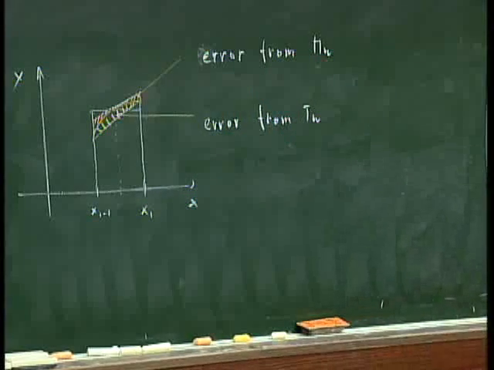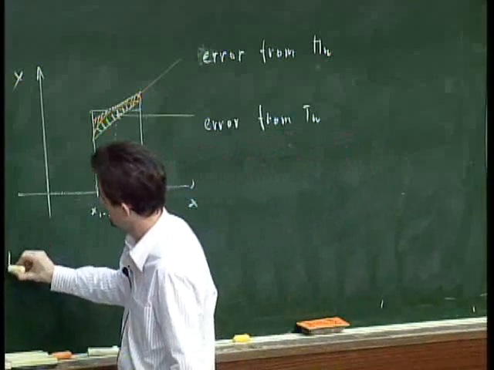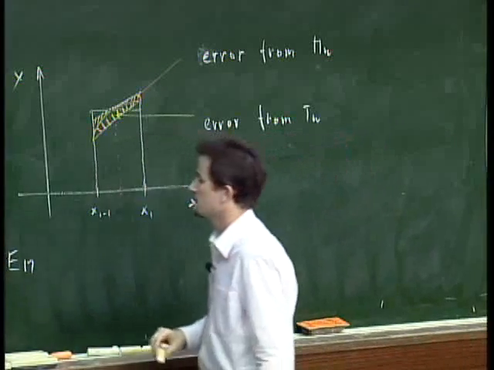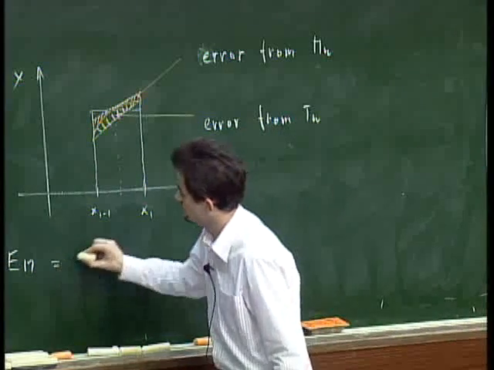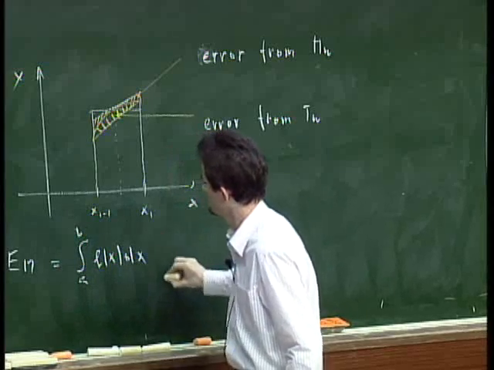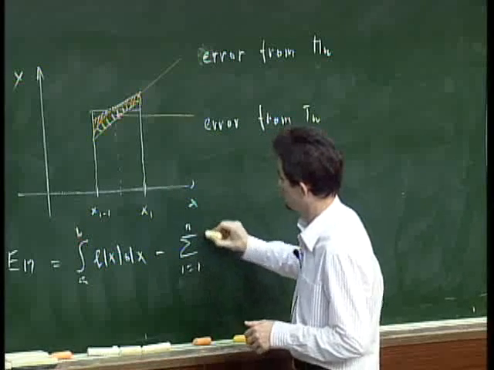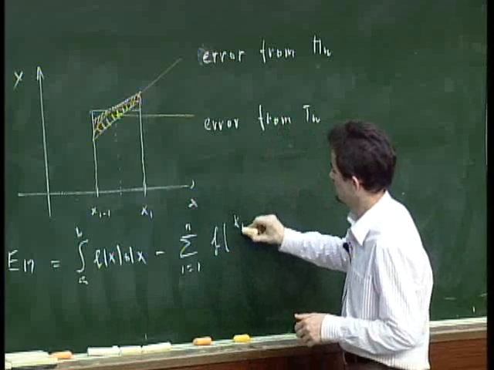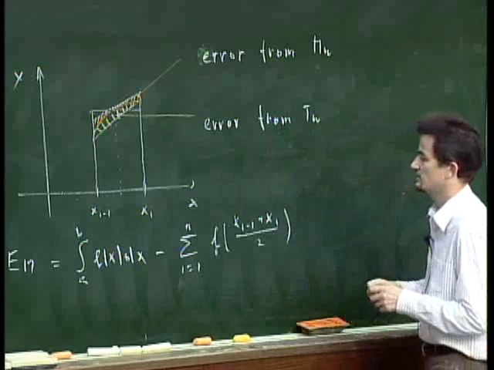Now, it's kind of interesting here to look at the error. Namely, we define the error, for instance, of the midpoint rule as the real value minus the midpoint approximation with step size n.